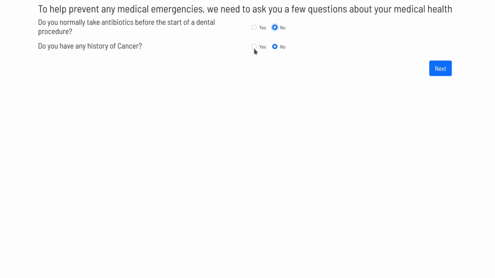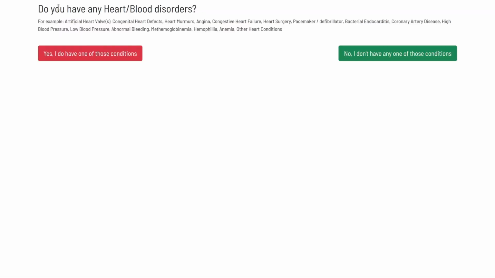Also, history of cancer. This is actually fairly useful if you want to know if they had any kind of head or neck radiation ahead of time. And then all the medical history.